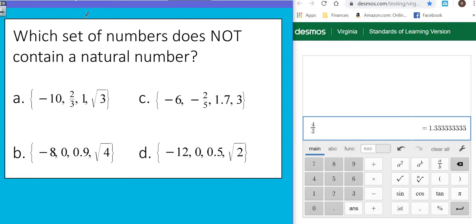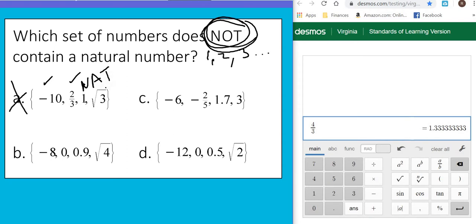This one says, which set of numbers does not contain a natural number? So natural numbers are the lady that counted the hairs on her legs, 1, 2, 3, and so on and so forth. So can you have -10 hairs on your legs? Nope. So that one satisfies it. Can you have 2/3 of a hair on your leg? Nope. Can't do that either. Can you have 1 hair on your leg? Yes, you can. So that is a natural number. So that cuts this one out because we're looking for the one that does not have natural numbers.